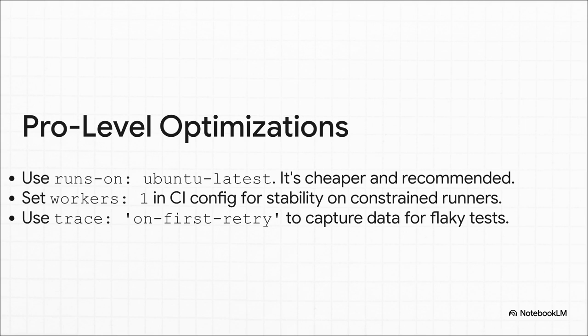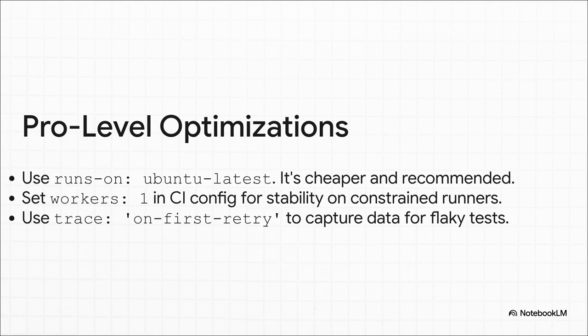Second, in your CI config file, try setting workers: 1. Now, why would you do that? Because those CI runners can be a little low on resources, and this simple change tells Playwright to prioritize test stability over raw parallel speed. It'll prevent a lot of flaky failures.